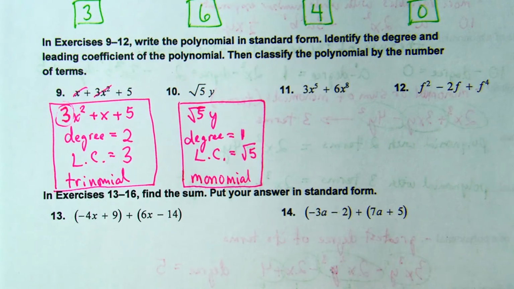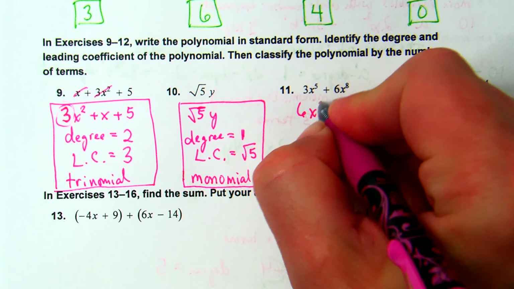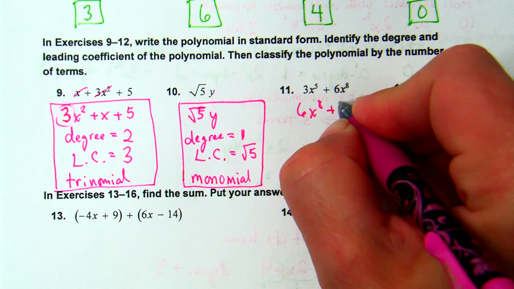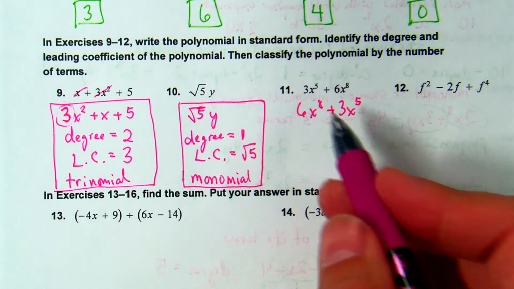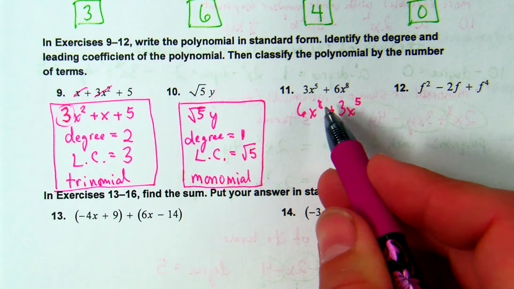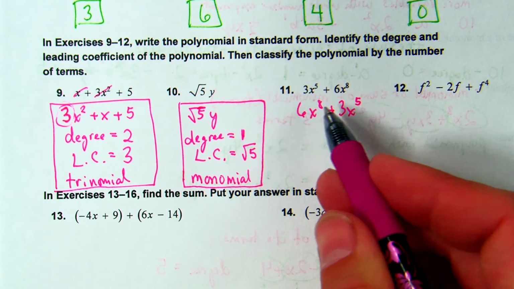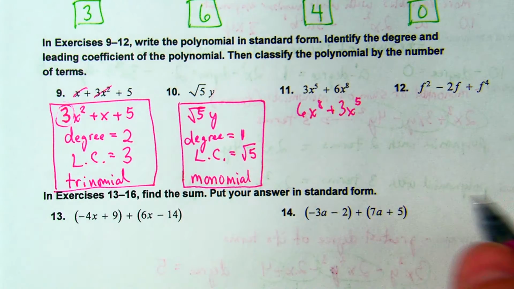Okay, on to number 11. What is going to be the first term we see if we write this in standard form? It's going to be the 6x to the 8th plus 3x to the 5th. That's the standard form. From left to right, we're decreasing in exponents. Our exponents are decreasing from left to right.